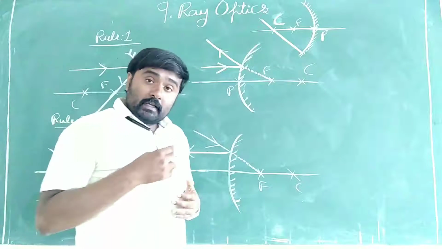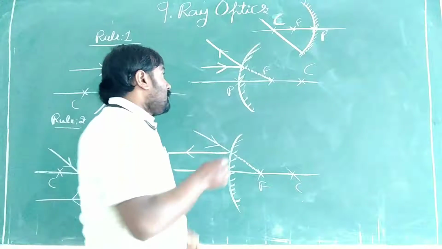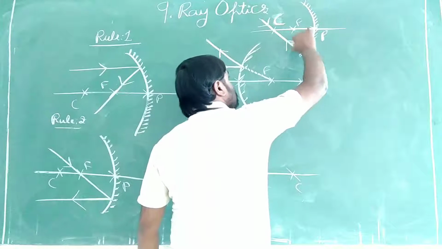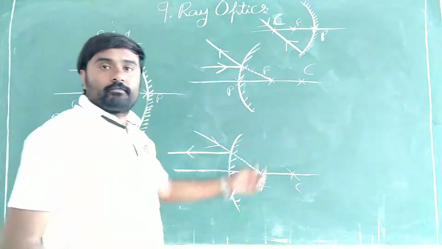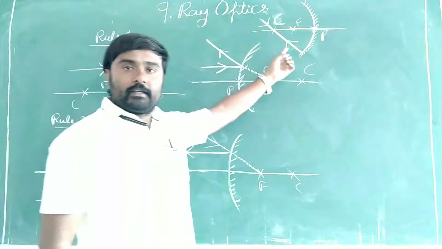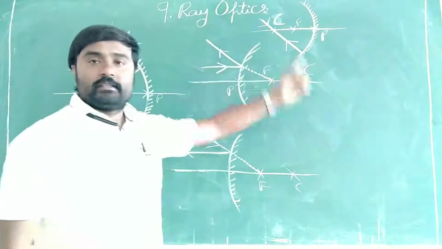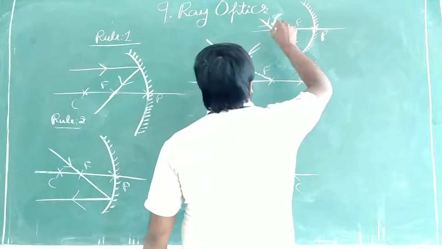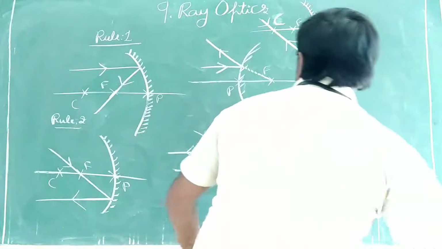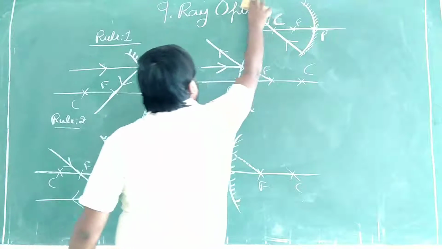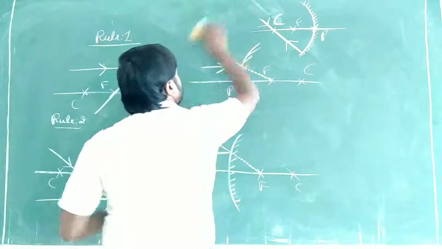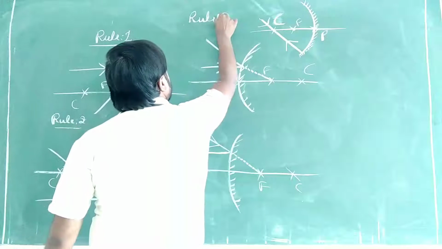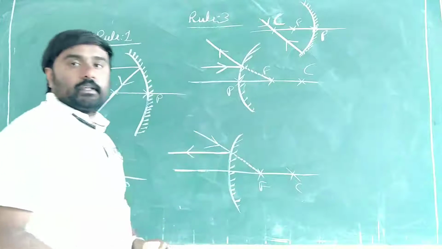So after reflection, the reflected ray retraces the same path. This is in case of concave. So this is actually rule number 3, right?